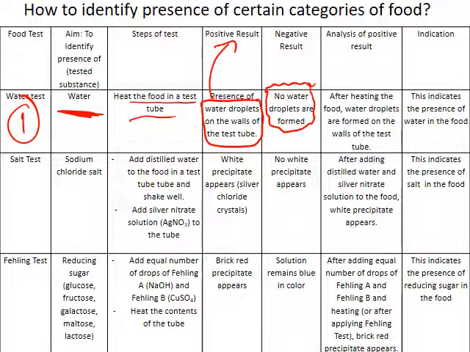Analysis. After heating the food, water droplets are formed on the walls of the test tube. What does this indicate? This indicates the presence of water in the food.